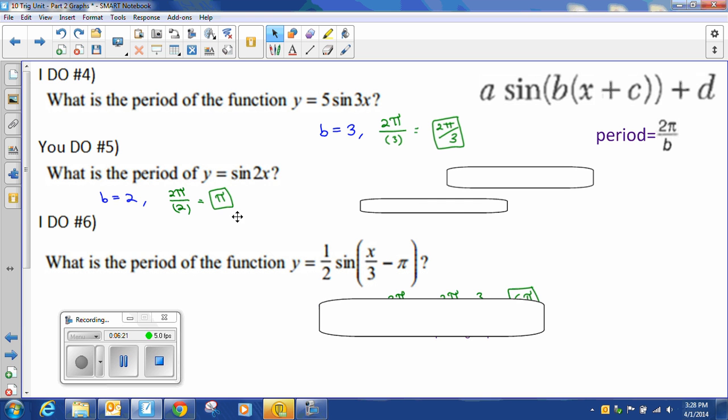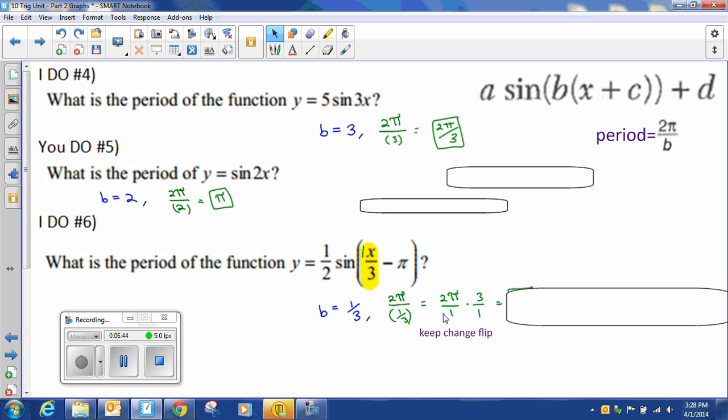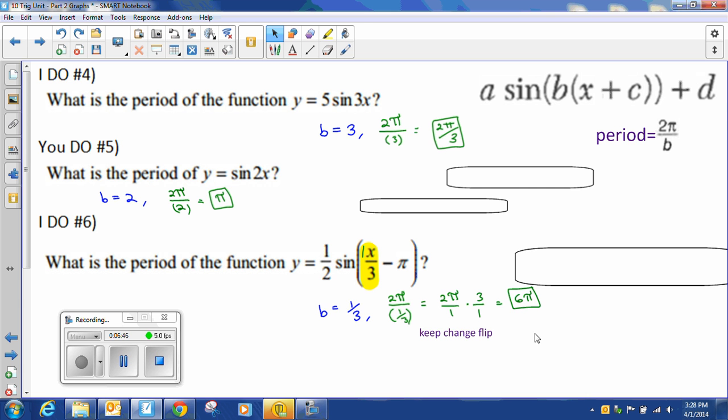The period is pi. Number 6, this one is a little trickier because you have to recognize that there's an invisible 1 associated with the variable x, but there's also a denominator of 3. And that gives us 1/3 as b. And when you put that into the formula, 2 pi over 1/3, you have to keep change flip. 2 pi times 3 is 6 pi.